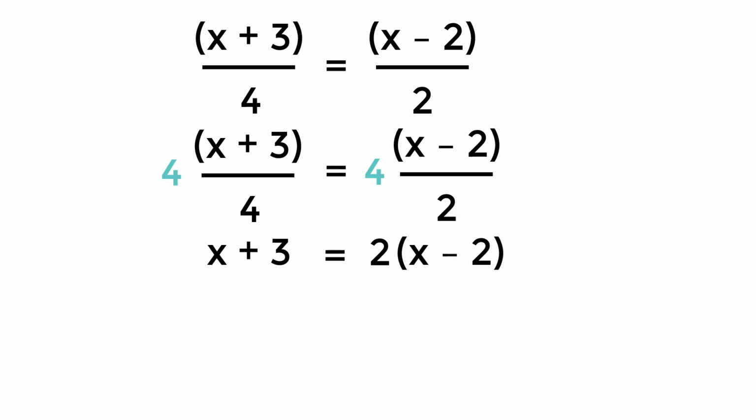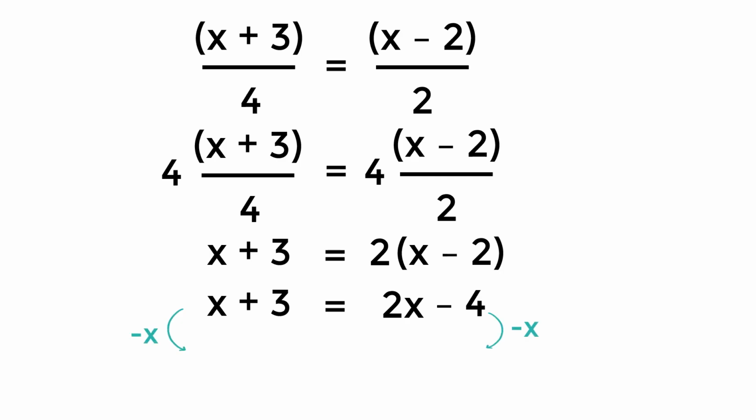So now the equation becomes x plus 3 equals 2 times x minus 2. Next, expand the bracket. 2 times x is 2x, and 2 times negative 2 is negative 4. So we get x plus 3 equals 2x minus 4.